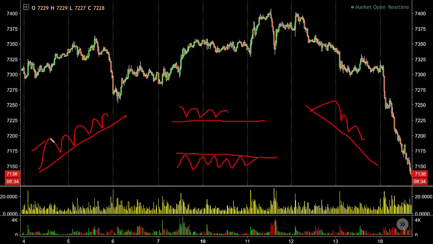And then we went a little bit deeper and put in channels, which I like to kind of frame it a little bit better. We went even deeper and put our midpoint there, and I like to use that as a target for the trade.